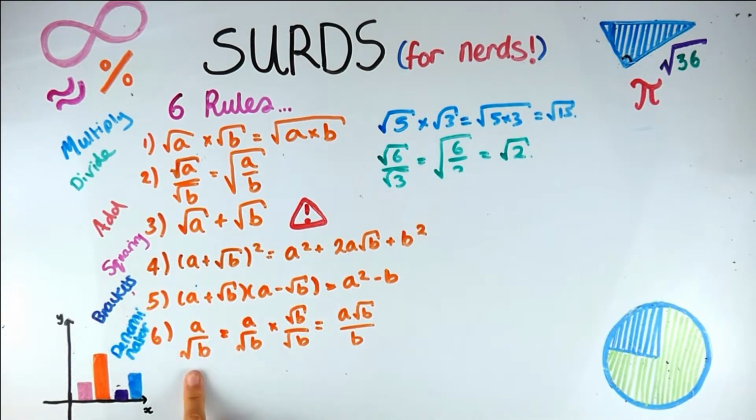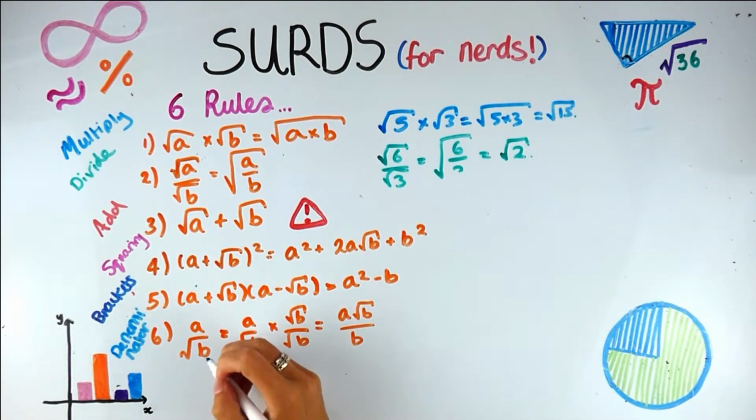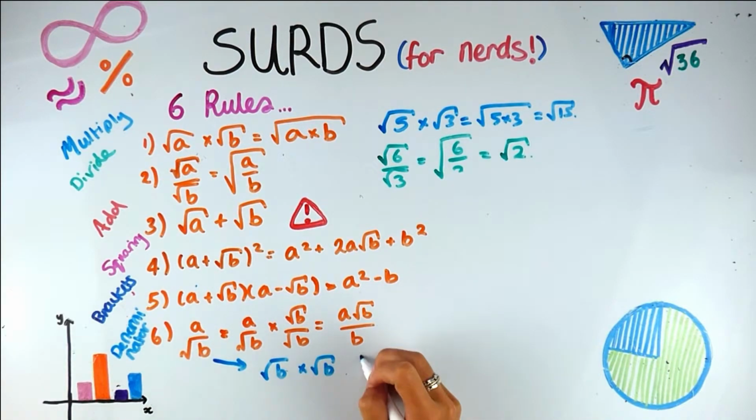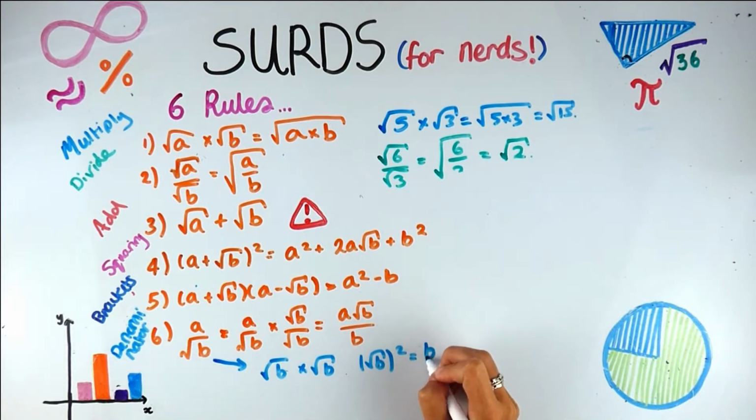This one is rationalizing the denominator. So we don't like roots on the bottom. We want to get rid of them. And the way we get rid of them is by multiplying by the same root on top and bottom, because we know if we have root b and we multiply it by another root b, that is root b squared, and we know that just gives us b, which doesn't have a root, which is what we're after.